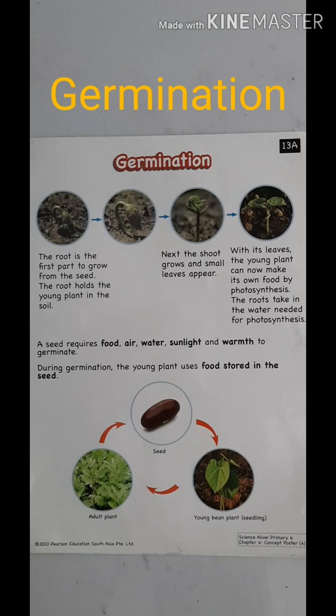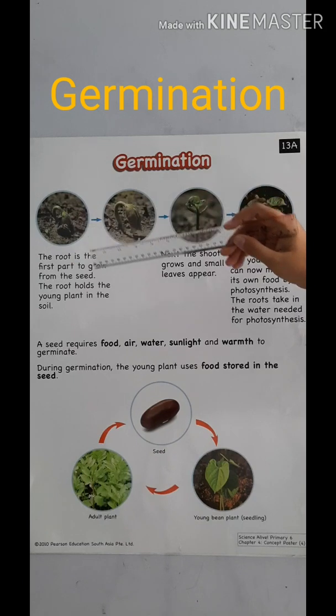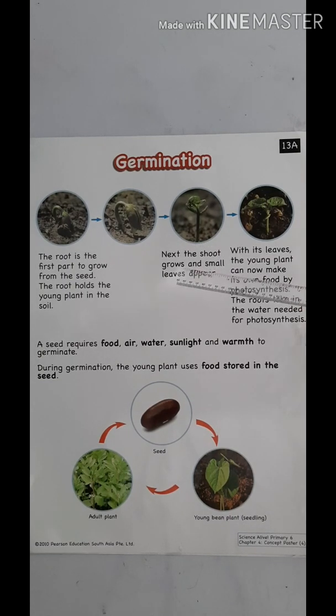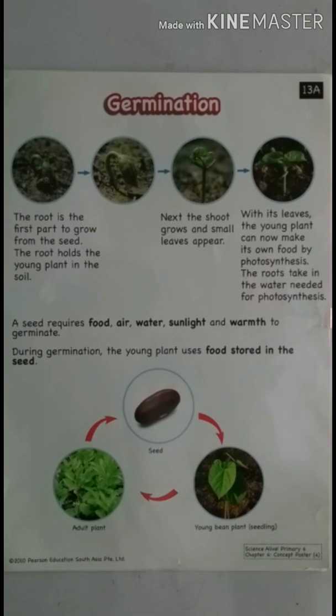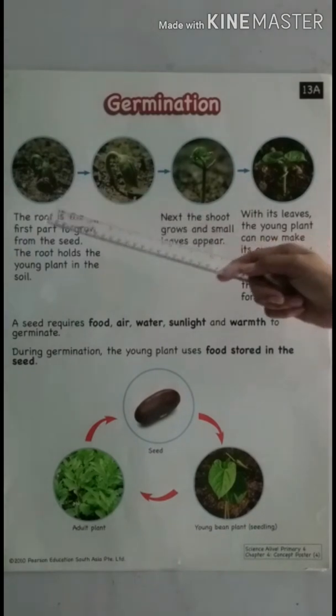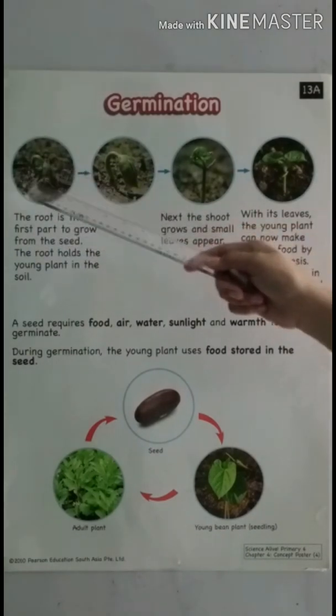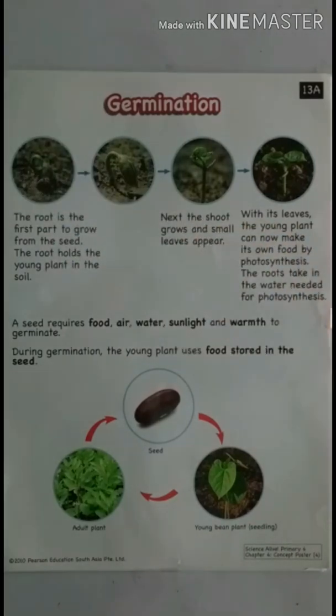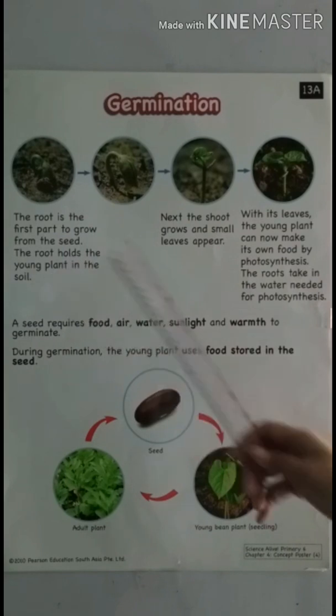After dispersal of seeds, the seeds will germinate. The root is the first part to grow from the seed. The root holds the young plant in the soil.